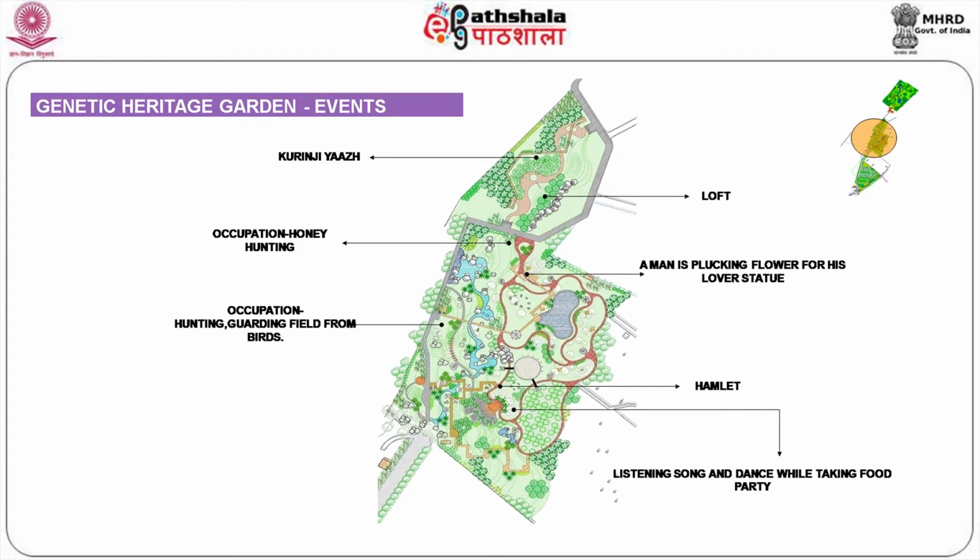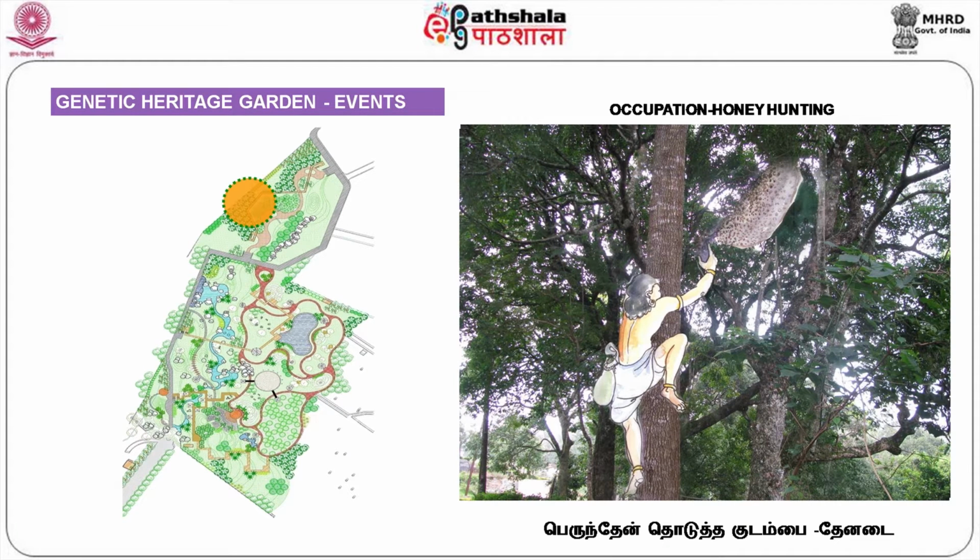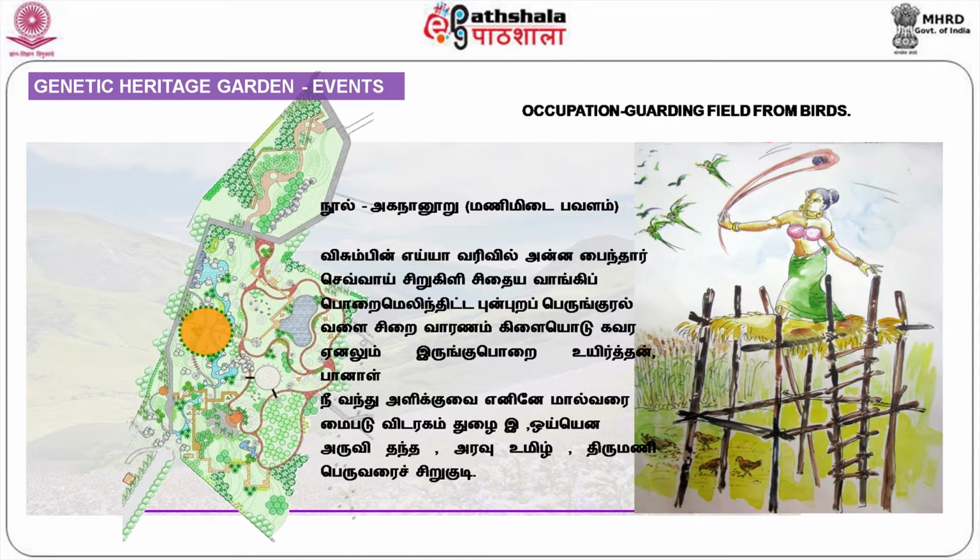Then in another area we come to the genetic area where you have the happenings. We call it Kurinji. You have somebody playing a Kurinji. You have a bronze statue placed in that area with the music, and an interaction center where music will be played. Then you have the occupation of honey hunting. How a man hunts honey has been shown in the form of sculptures.